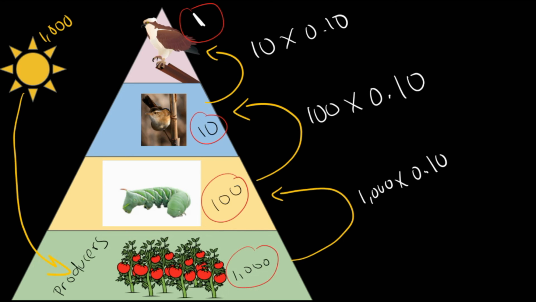And so again, I'm going to go ahead and label my levels. I had my producer, my primary consumer, my secondary, and then finally my hawk is my tertiary in this example.